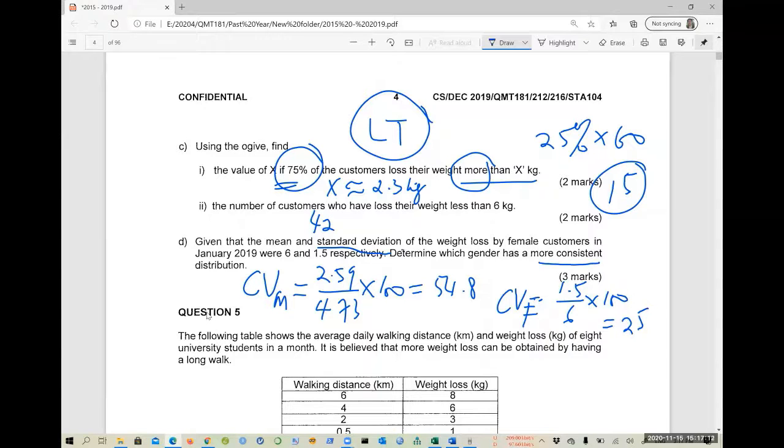So they want a more consistent value. So that means if they want a more consistent value, you have to look at the lower value. So the lower value here is 25. So which gender has a more consistent distribution? In this situation, female has a more consistent distribution in terms of weight loss. All right, so that is the answer for the last one. So any questions on that?